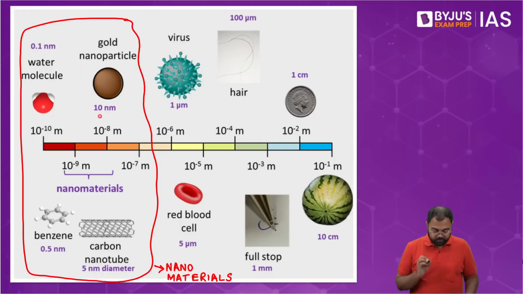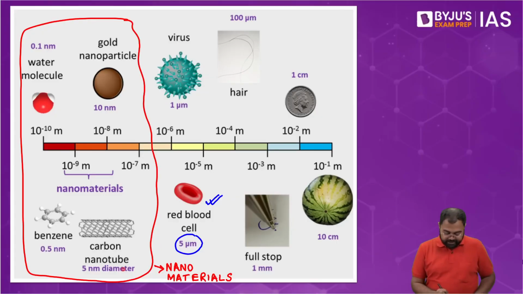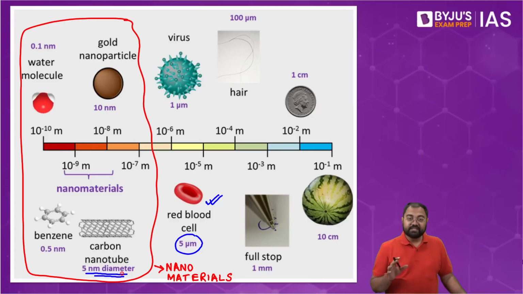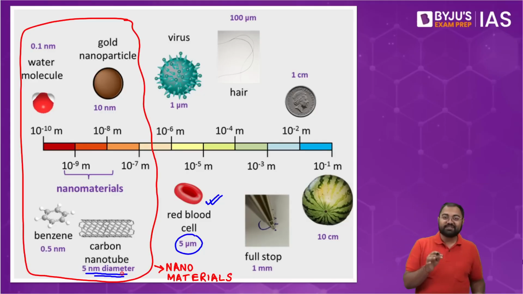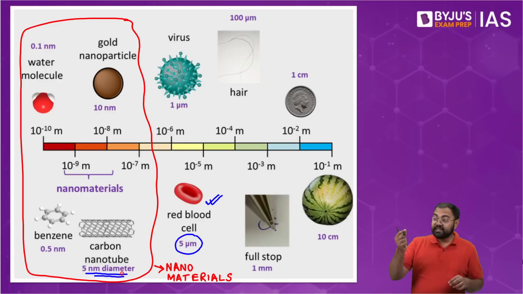If you see this, look at the size of the red blood cells. They are almost 5 micrometer. And what is the size of a carbon nanotube? Almost 5 nanometer. So in a manner, you can say that it's almost 1000 times smaller, correct? Carbon nanotubes are almost 1000 times smaller than the red blood cells. So that's why they can be carried inside the red blood cells. That's why we are saying that they can be used for drug delivery.